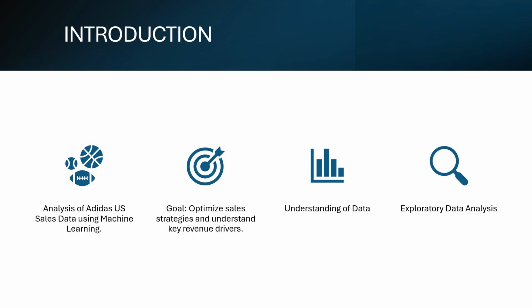Let's understand the data. The data which I have used, I downloaded from Kaggle, and it contains 9,648 rows and 13 columns, covering sales transactions from the Adidas stores across the US. The key attributes in that are the price per unit, units sold, total sales and profit, and sales method like in-store, online.